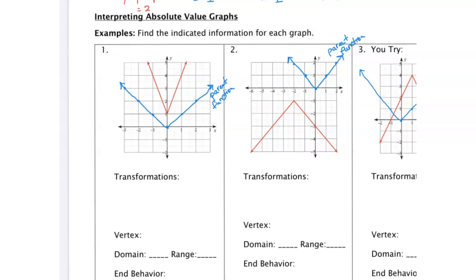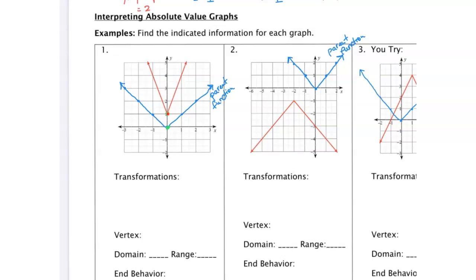I like to always look at the vertex of the original and compare it to the new vertex of the new graph. So in this case, you will notice that the original vertex here was at 0, 0 for the parent.